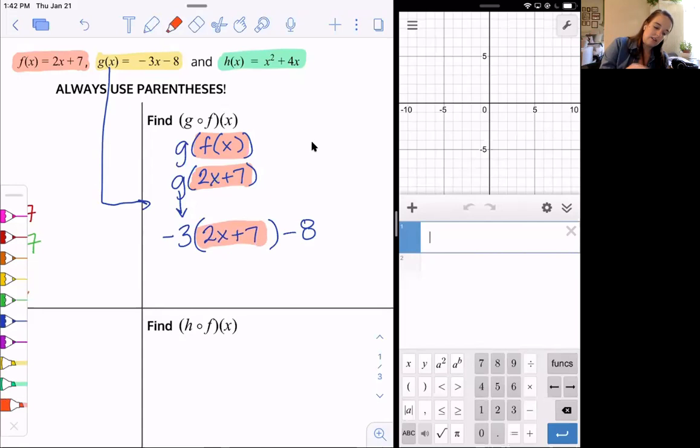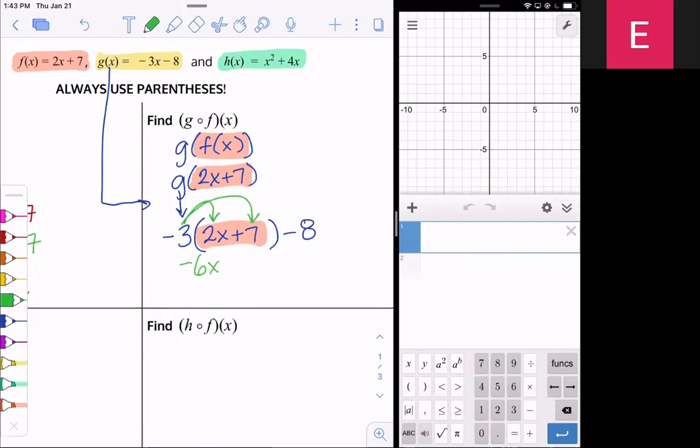Right. So now I'm going to go ahead and simplify. So I would distribute negative 3 times 2x is negative 6x. Negative 3 times 7. What's negative 3 times 7? Negative 21. Yes, thank you. Negative 21. Thank you, Anthony, too, in the chat. I see you. And then minus 8.